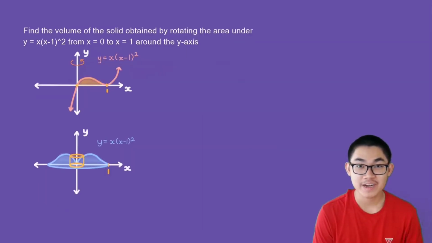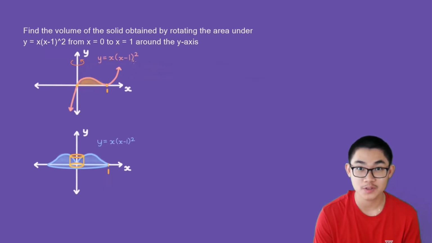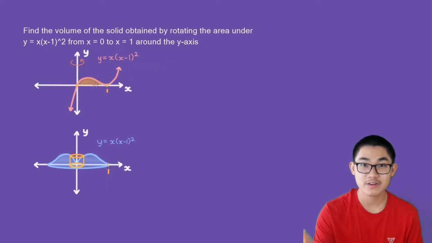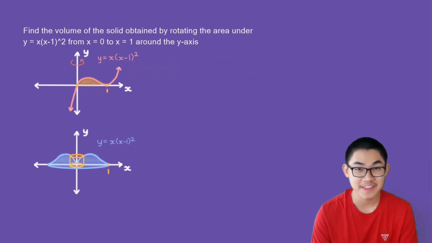In this video, we're gonna find the volume using the cylindrical shell method. So let's say we have a function y is equal to x times (x minus 1) to the power of 2. That's this pink function right here. And we're gonna take the area between 0 and 1, so it's this area right here, and we're gonna rotate it around the y-axis. So once we do that, we're gonna have this three-dimensional object that we want to find the volume of.